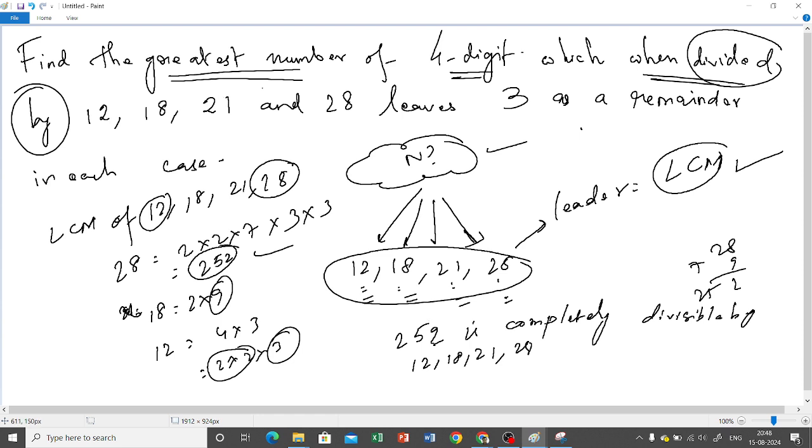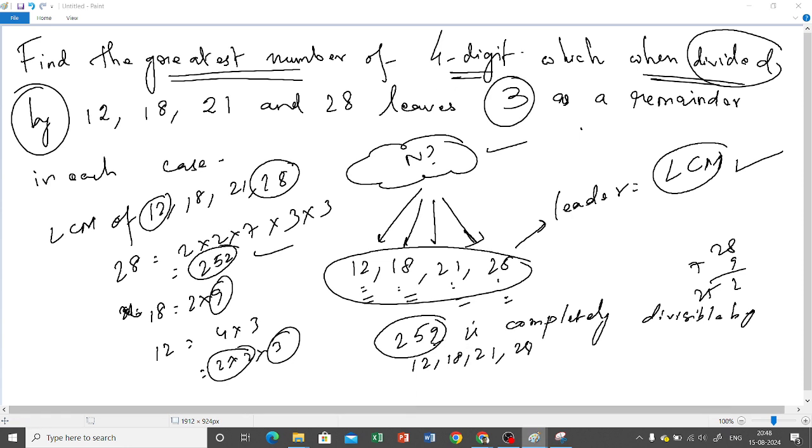Now I need to find out the greatest number of 4 digits which when divided by these numbers leaves the remainder 3 in this case. Now this sum actually reduces to finding the greatest number of 4 digits which when divided by 252 leaves the remainder 3. I don't need to consider 12, 18, 21, 28 anymore.